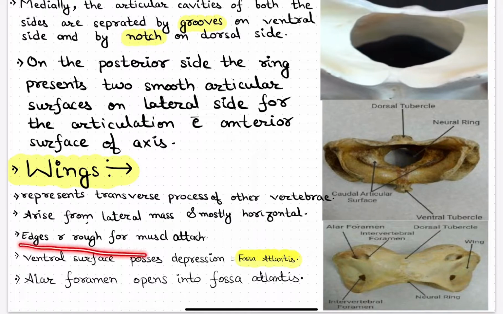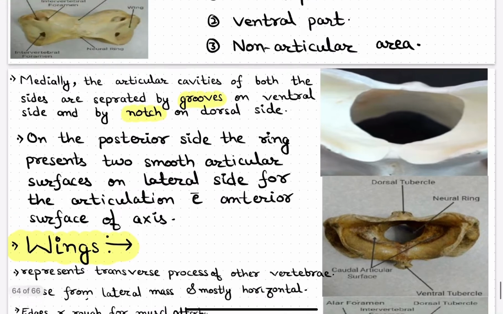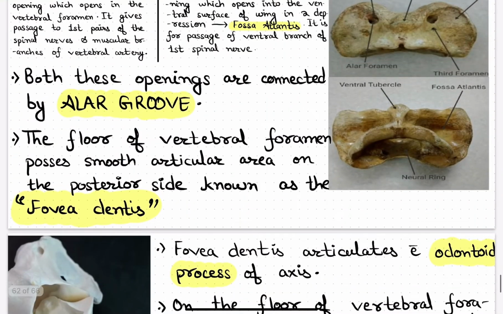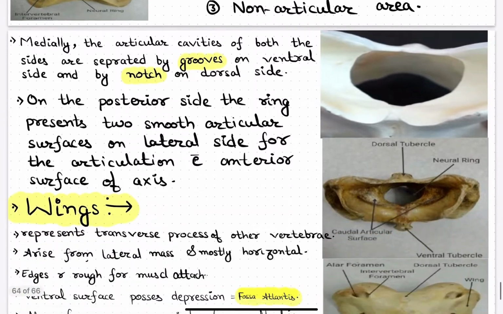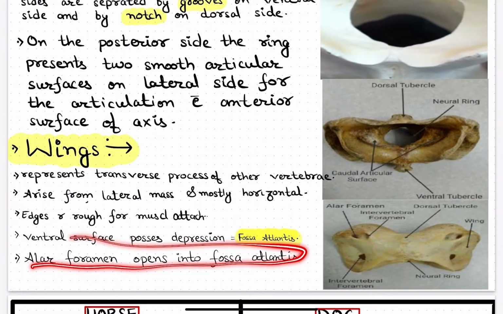Okay. Edges are rough for muscle attachment. You can see these are the edges of the wings. These are rough for the muscle attachment. The ventral surface possesses a depression, the fossa atlantis. This is the wing region, and it has a depression in its ventral surface which is known as the fossa atlantis, in which the LR foramen also opens up. LR foramens open into the fossa atlantis.